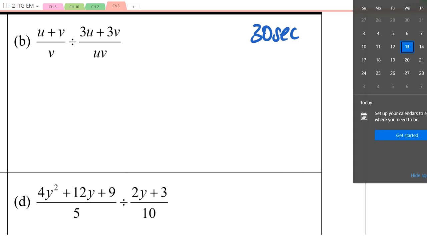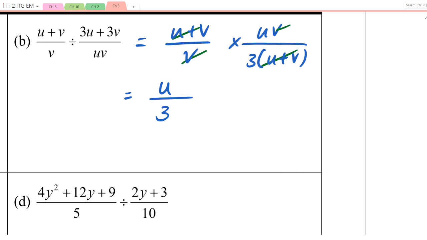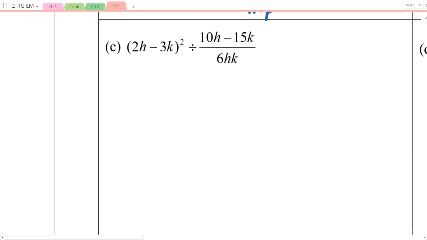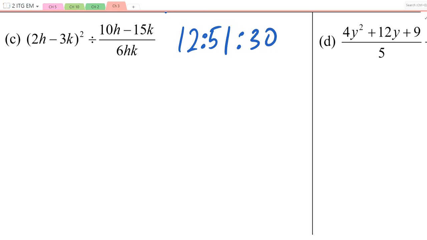We'll stop at 12:49 and 20. Okay, challenge yourselves. This is the answer. Let's move on to part C. How long do you think you need for this? 30 seconds? 1 minute. Okay, this one looks a little more complicated. Let's take 1 minute for this. We'll stop at 12:51, 30 seconds.